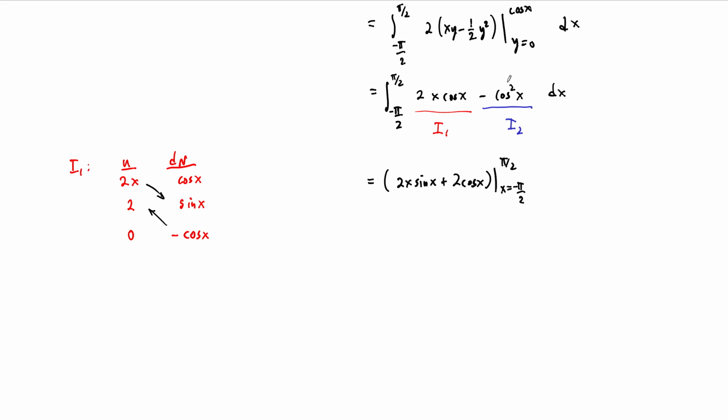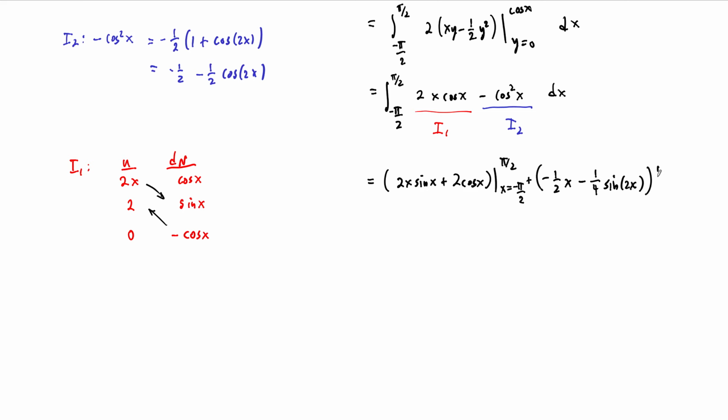All right, and then this I2 integral. So for the I2 integral, negative cosine squared x is equal to negative 1/2 times 1 plus cosine of 2x. And so when we integrate that up, what do we get? We can just distribute this: negative 1/2 minus 1/2 cosine of 2x. And so this gives us minus 1/2 x minus 1/4 sine of 2x. And all of this, we also plug in x equals negative pi over 2 to pi over 2.